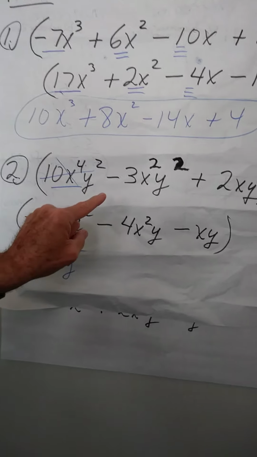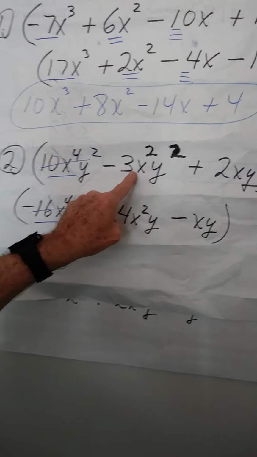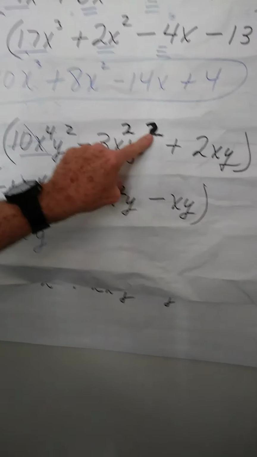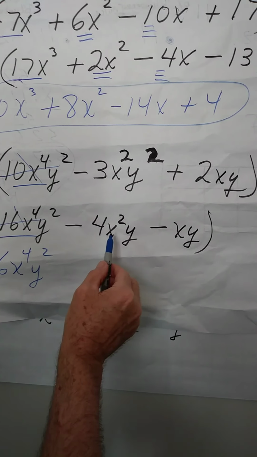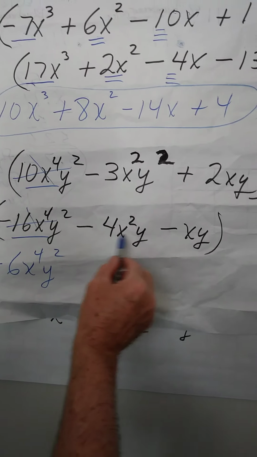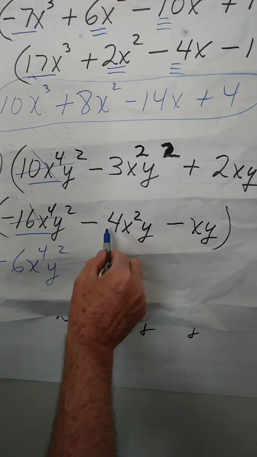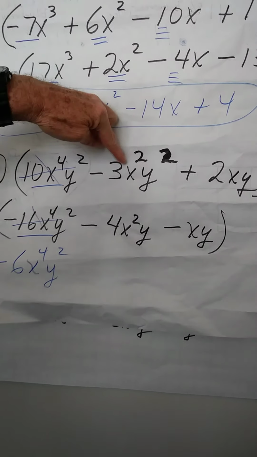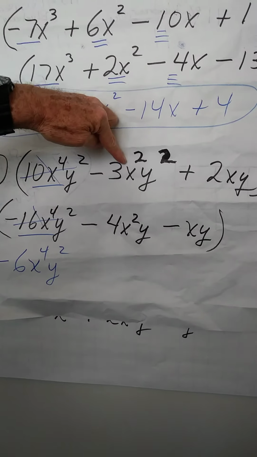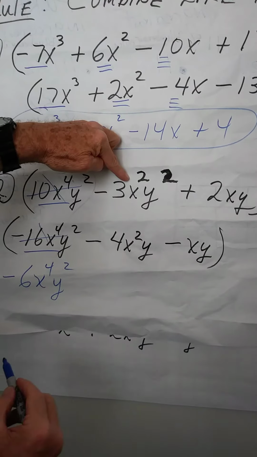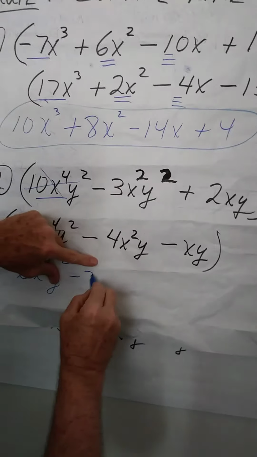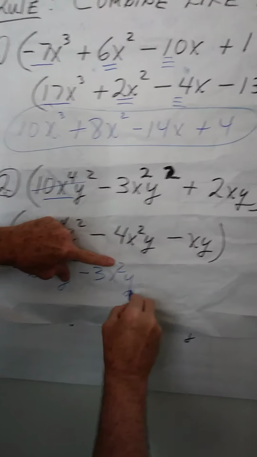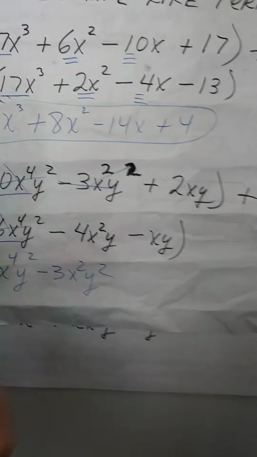Let's go to this one very carefully. This is negative 3x squared y squared. When you look in the other polynomial, there is no x squared y squared term. Therefore, take this one right here and just bring it down right beside the portion of our answer. You can't add them with anything because you don't have any like terms in this one. So just bring down the negative 3 x squared y squared. That one is done.